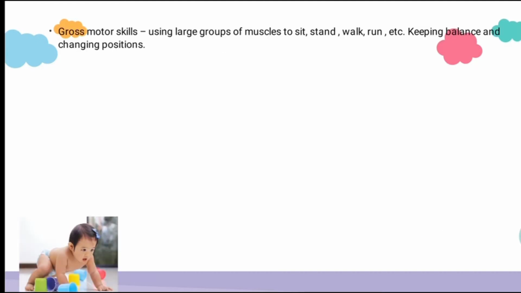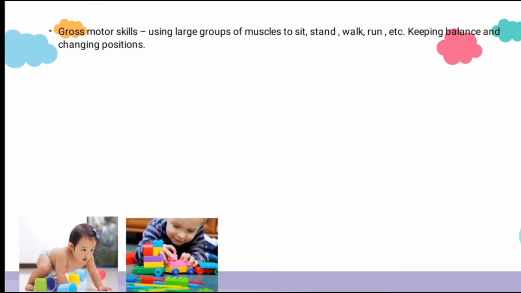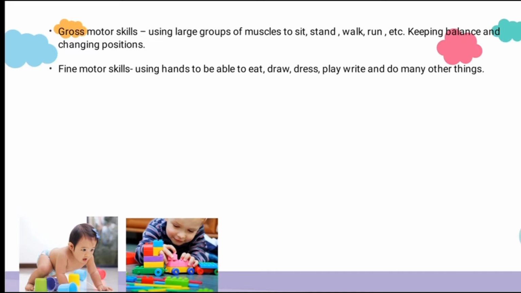Gross motor skills is using large groups of muscles to sit, stand, walk, learn, and so on. It means keeping the child's balance and changing positions. Fine motor skills is using the hand to be able to eat, draw, dress, play, write, and do many other things.